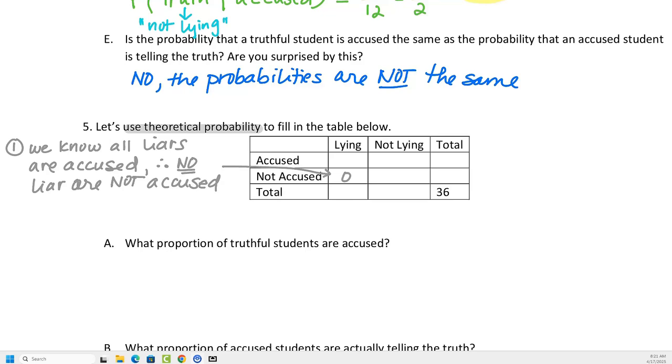The other one that we can do right away is this one right here. Because we know, remember we rolled a die, and when you roll a 6, we're going to be liars, so it's a 1 in 6. I'll put a 2 here. 1/6 of the total are liars. So I know that 1/6 of the 36 is 6.